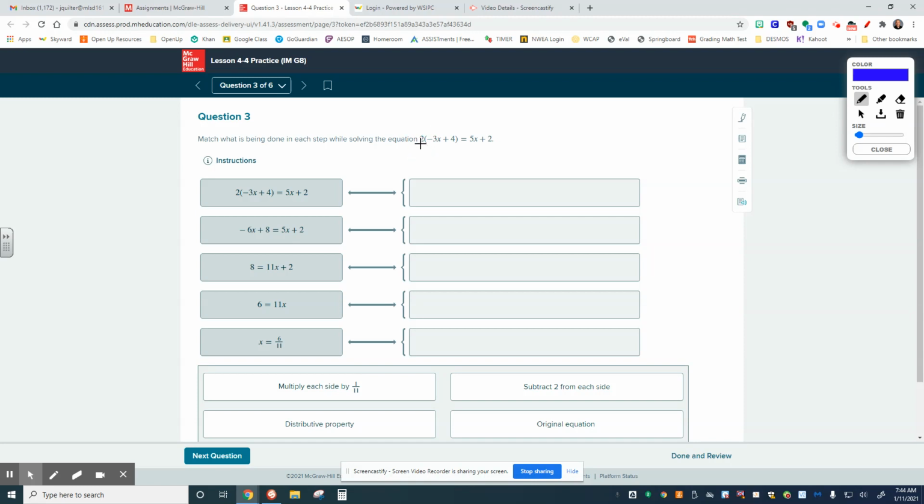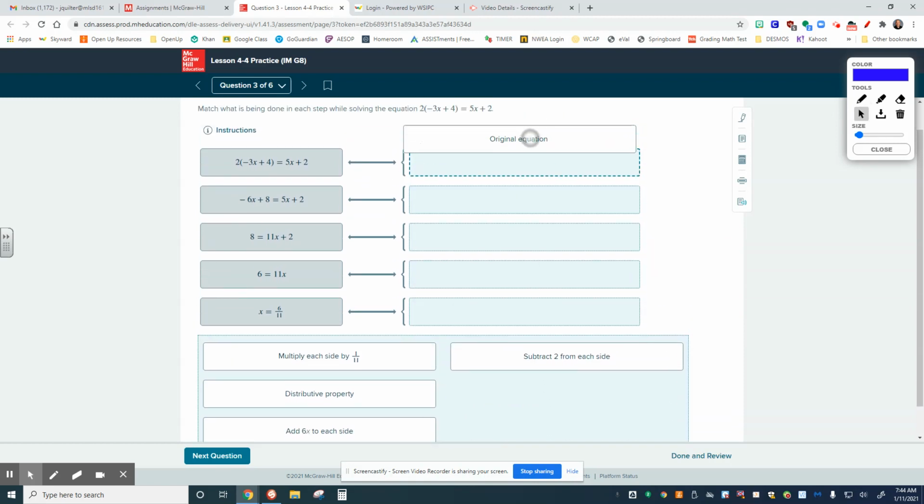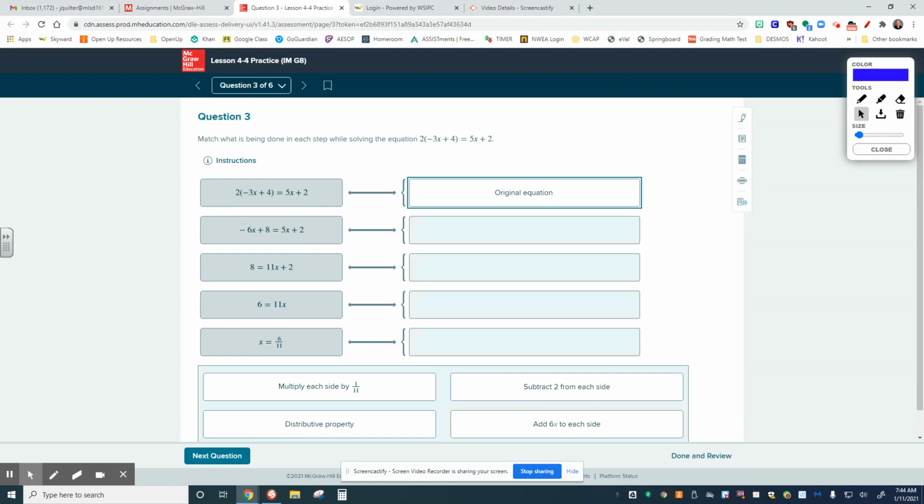2 times the sum of negative 3 times x plus 4 is equal to 5 times x plus 2. I look right here at the next one and I see, oh hey, that's the exact same as the beginning. So that makes this the original equation. What we're doing is we're providing evidence for the steps that we make.